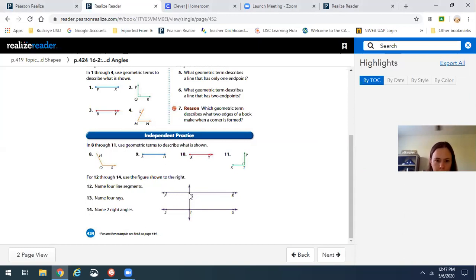It could be S to T. It could be U to T, another line segment. And then to find rays, look for ones that have the arrow at the end.